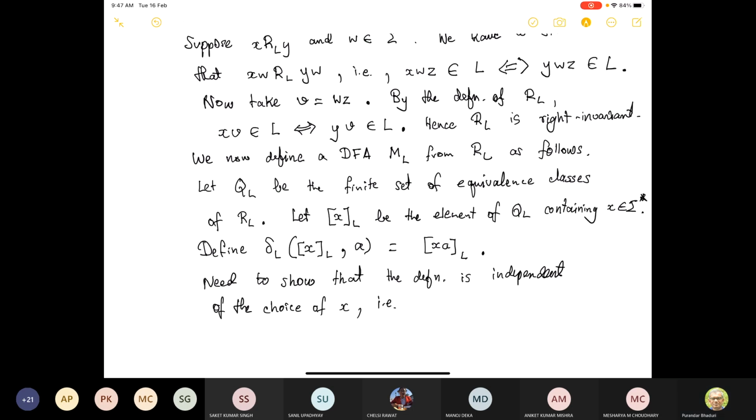That is, if X and Y belong to the same equivalence class, that is, if X and Y are related, then XA and YA are also related. We need to show this. Yes?